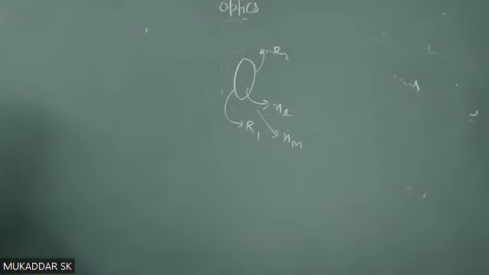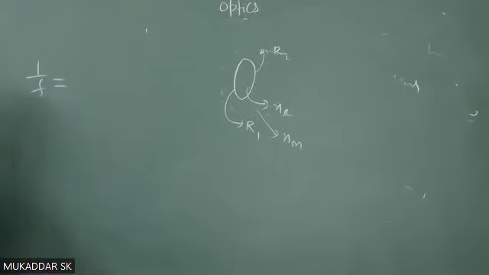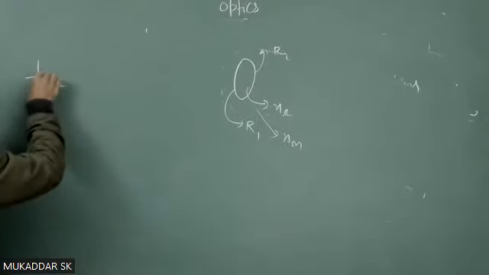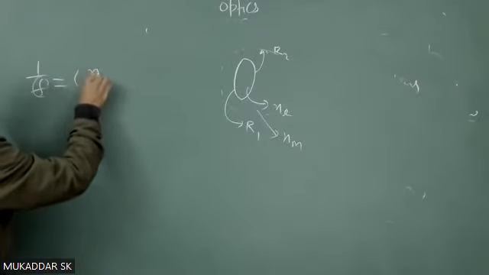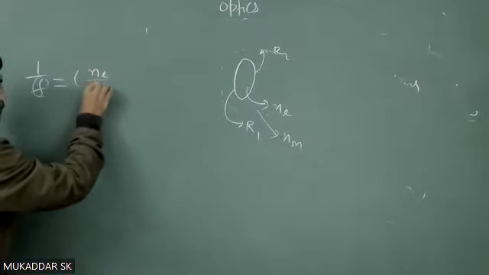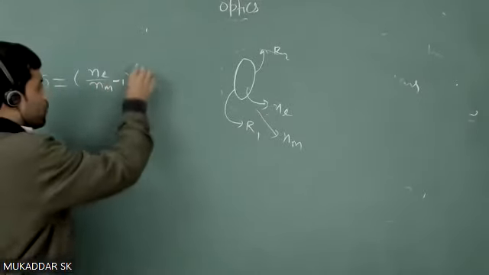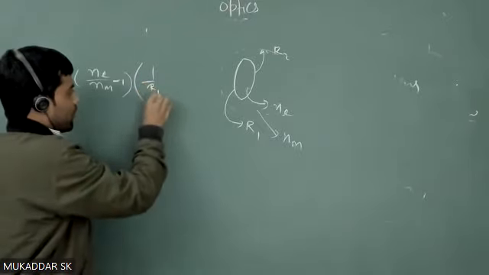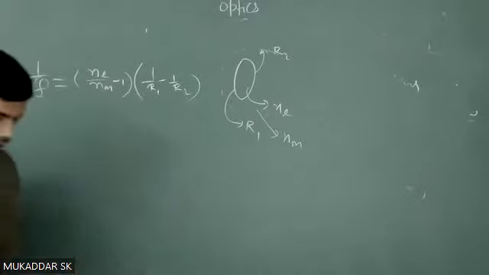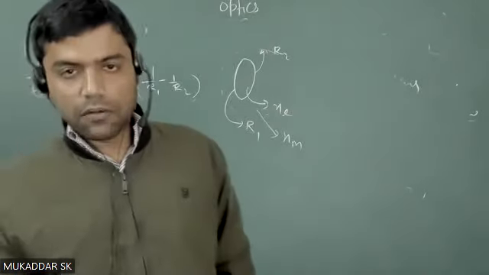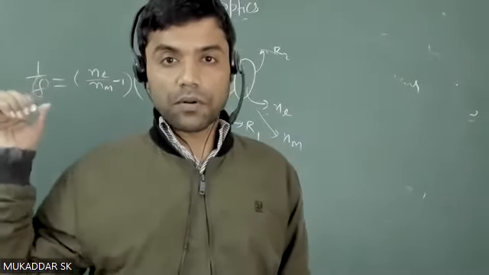Let us assume the refractive index of this medium is NM. Then the focal length of this lens can be calculated, and that will be nothing but 1 by f, where f is the focal length of this lens. That will be the refractive index of your lens divided by the refractive index of the medium, minus 1, into 1 by R1 minus 1 by R2. You have to solve many problems based on this formula.